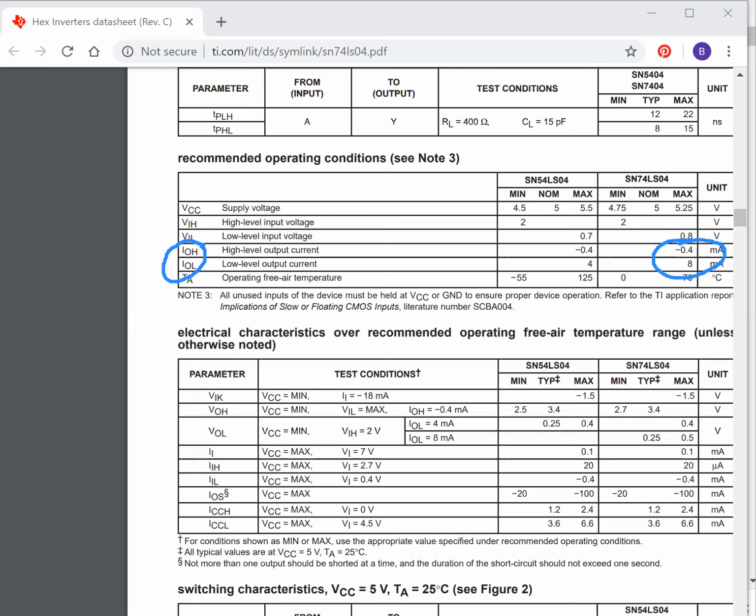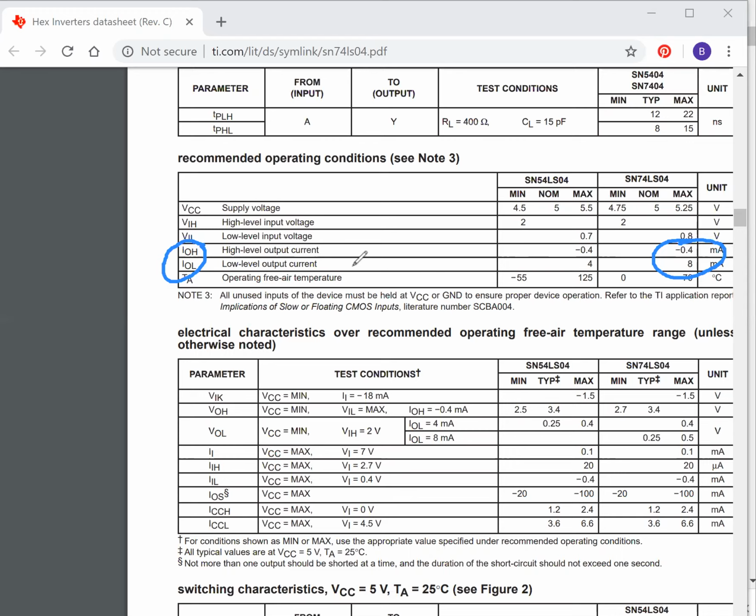And the parameter I'm looking at here is high-level output current and low-level output current. So we're looking at how much current the gate can provide if the output is high or if the output is low. And I've circled the data here. You can see that for a high level output, and the minus sign means that the current is leaving the chip, so it's providing that current, it can only do 0.4 milliamps.